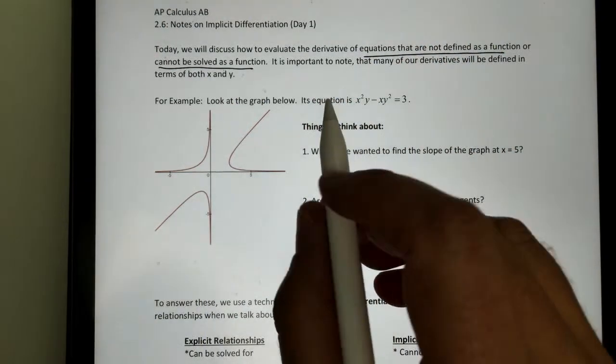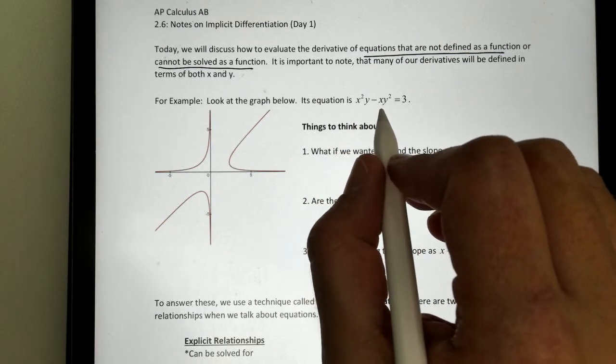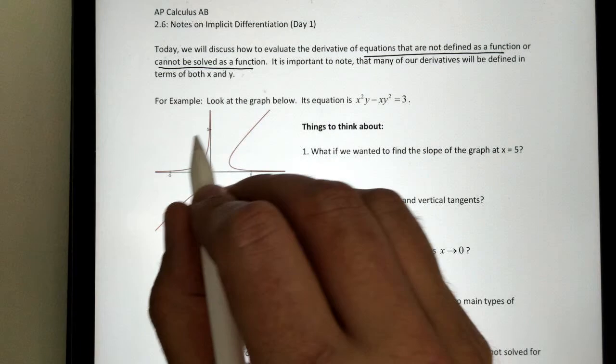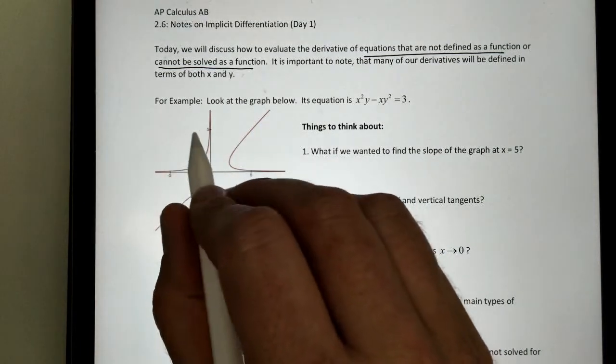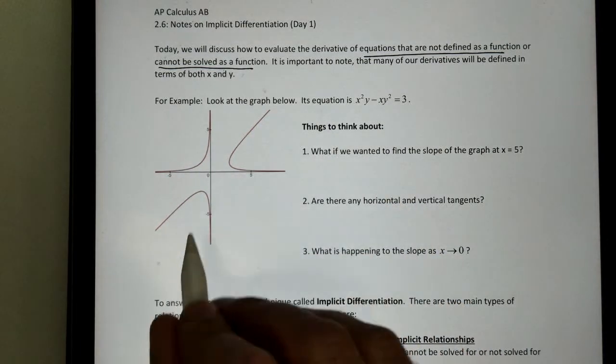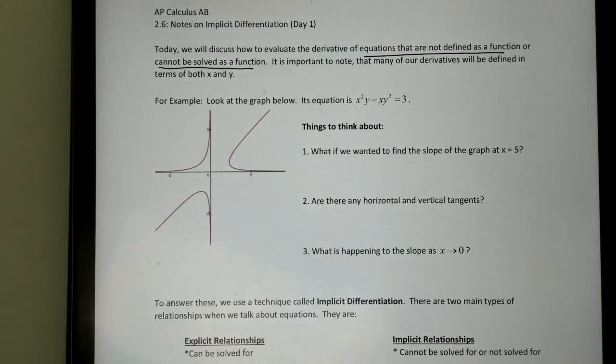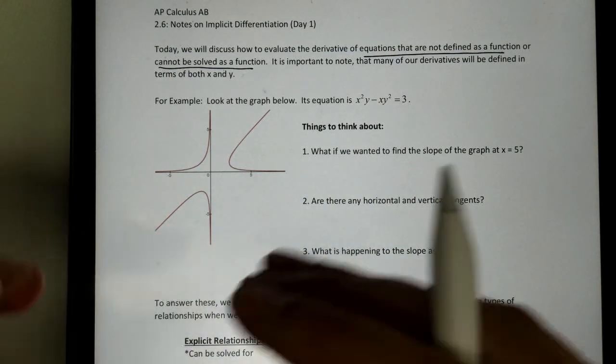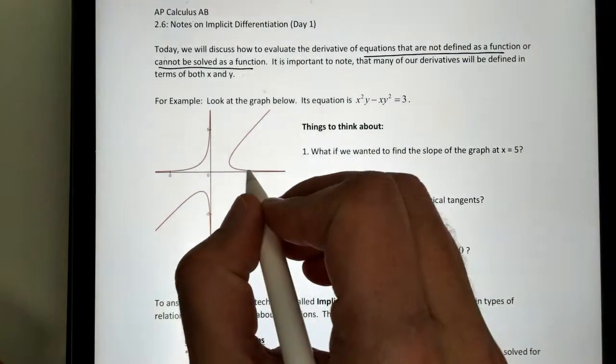We have this equation: x squared y minus y x squared equals 3. And this is the graph. Now, obviously, when we look at this, this will not be a function because it's going to fail the vertical line test in many different parts. So, some things we might want to think about as we go through today. What if we wanted to find the slope of the graph at x equals 5?